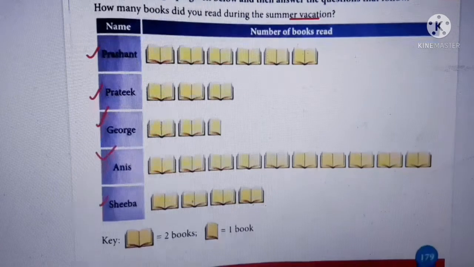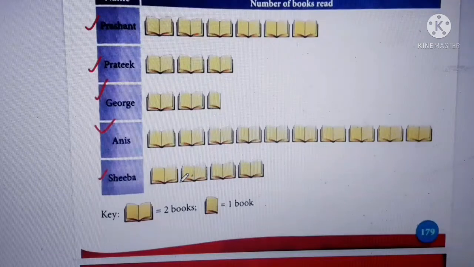But we are not going to count simply. It has a key, children. You know what key means? Key means the value of each is given here, right? So one book represents 2 books. We will not count it as 1, we'll count it as 2. And the open book is represented as 2 and the closed book is represented as 1.